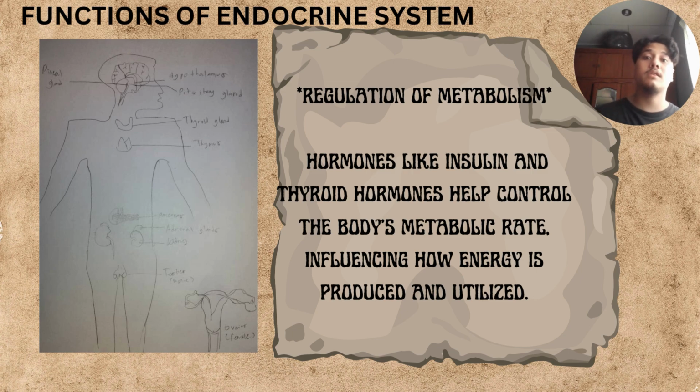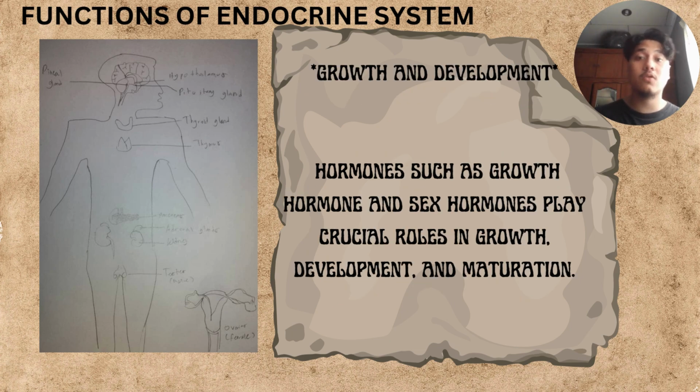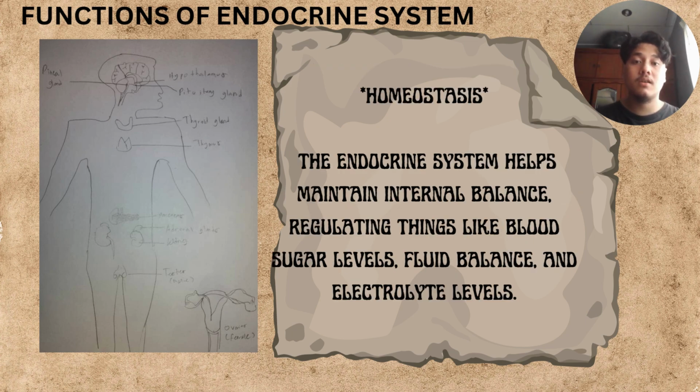Functions of the endocrine system. Firstly, regulation of metabolism. Hormones like insulin and thyroid hormones help control the body's metabolic rate, influencing how energy is produced and utilized. Secondly, growth and development. Hormones such as growth hormone and sex hormones play crucial roles in growth, development, and maturation. Thirdly, homeostasis. The endocrine system helps maintain the internal balance, regulating things like blood sugar levels, fluid balance, and electrolyte levels.